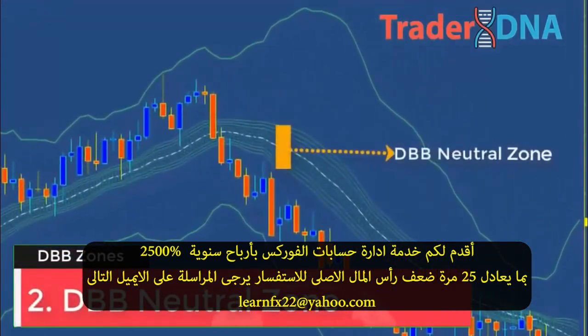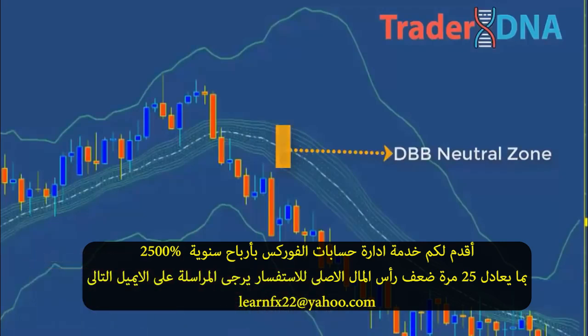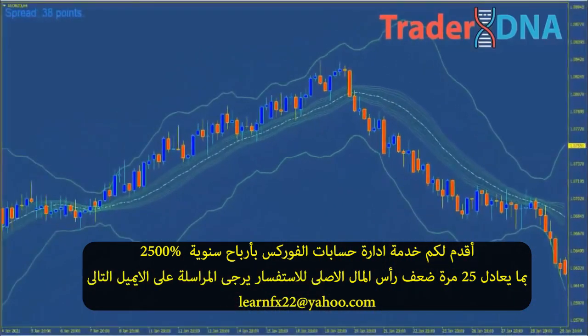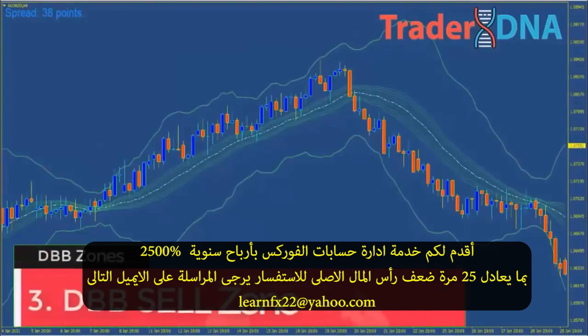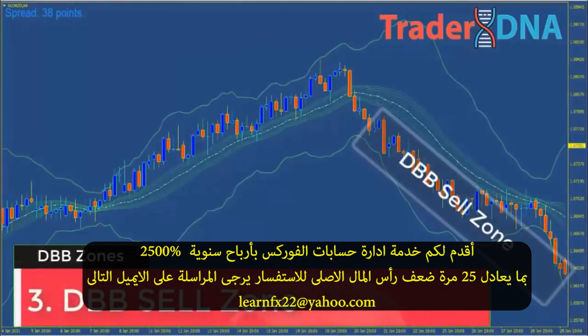This is the center area between the upper and lower 0.5 standard deviation. Price trading in this area could be indicative of a choppy market that lacks a directional bias. Trend traders are to avoid taking new positions in this zone. It signals a slowdown in momentum or the beginning of a ranging market. Third, the DBB sell zone. This zone is found below the 20 SMA zone. Presence of sell signal.